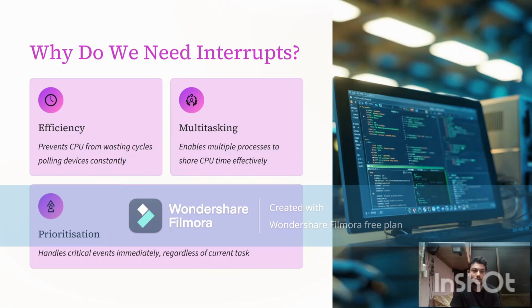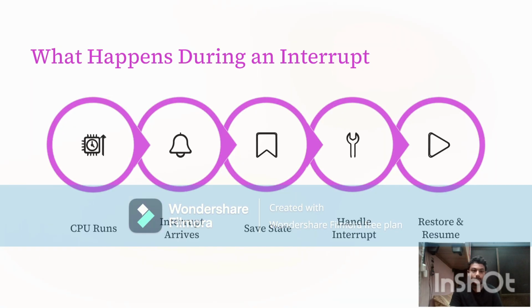Now, we are going to talk about why we need interrupts. First is efficiency, multitasking, and prioritization. Efficiency prevents the CPU from wasting cycles polling devices constantly. Multitasking enables multiple processes to share CPU time effectively. Prioritization handles critical events immediately, regardless of the current task.